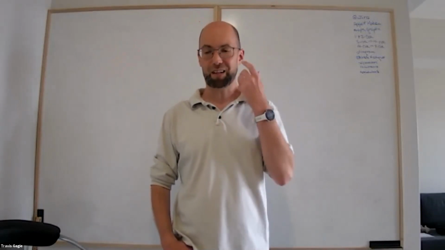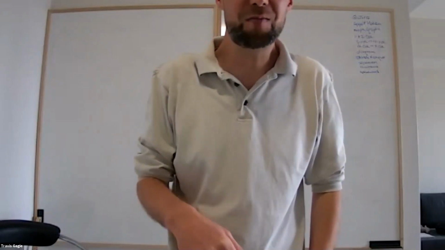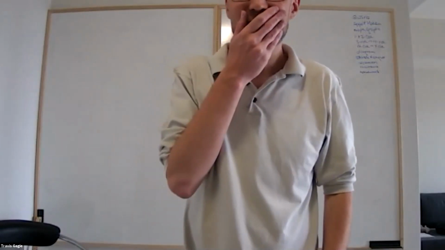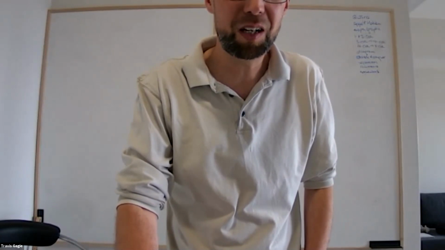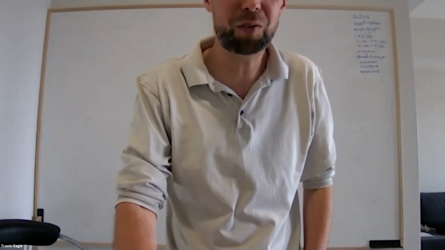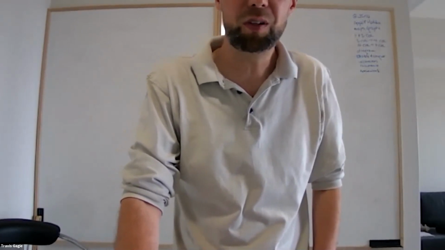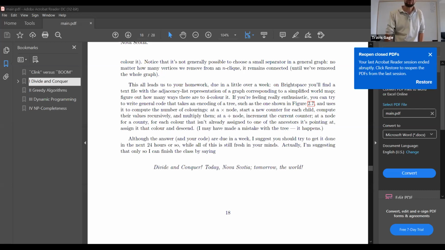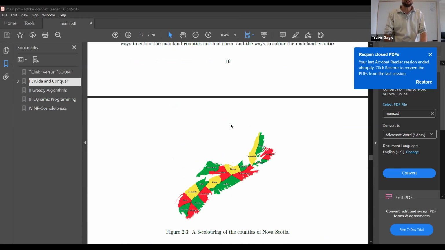Let's look at the map. I can share my screen. Everybody is happy? Good. I lost some people. I had 61 participants and I'm down to 59. Okay. So here is a map of Nova Scotia. Can everybody see my screen?